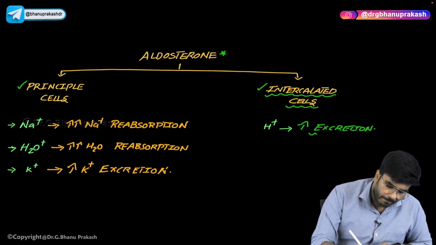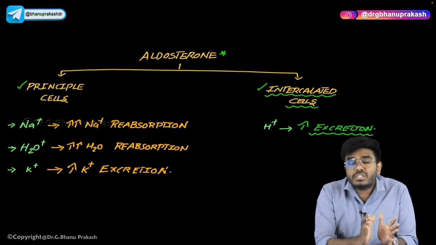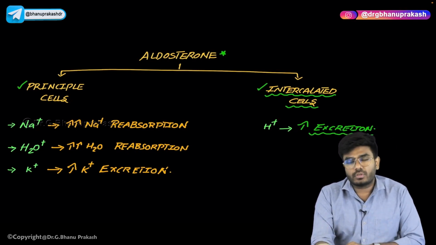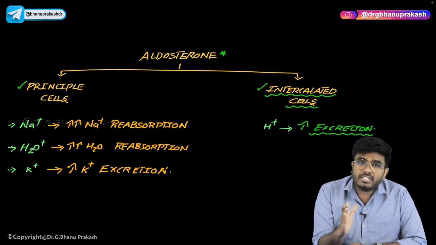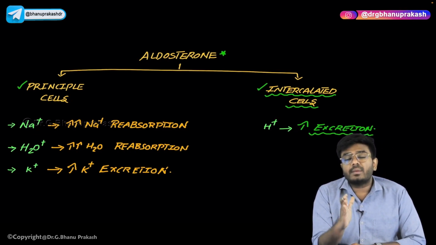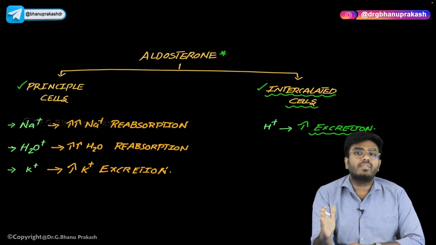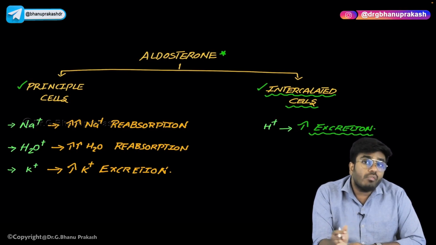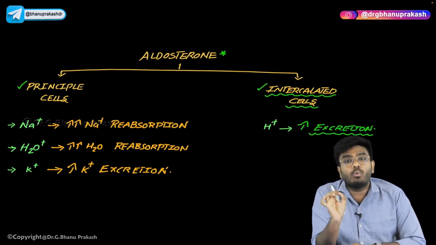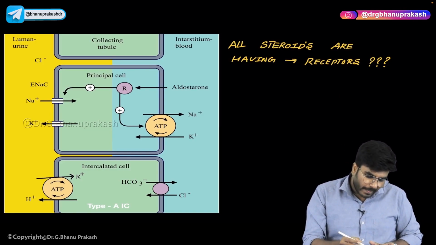Okay, so this is a basic flow chart kind of thing regarding the functions of aldosterone. These are the functions of aldosterone. Aldosterone is going to act both on the principal cells as well as intercalated cells. If it's acting on the principal cell, it mainly helps in reabsorption of sodium and reabsorption of water. And also aldosterone helps in excretion of potassium. The same aldosterone, if it acts on the intercalated cells, helps in the excretion of protons. Protons will be excreted out of the body. Now, what we have discussed so far, let us see in an image format.